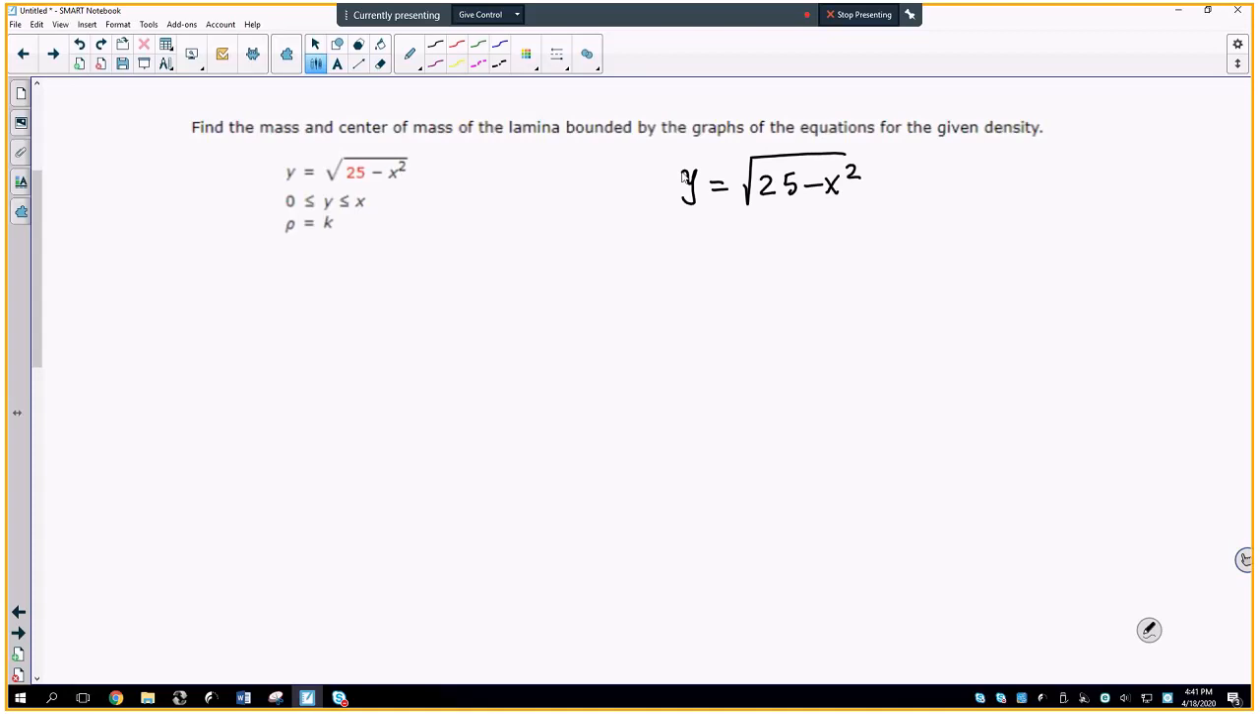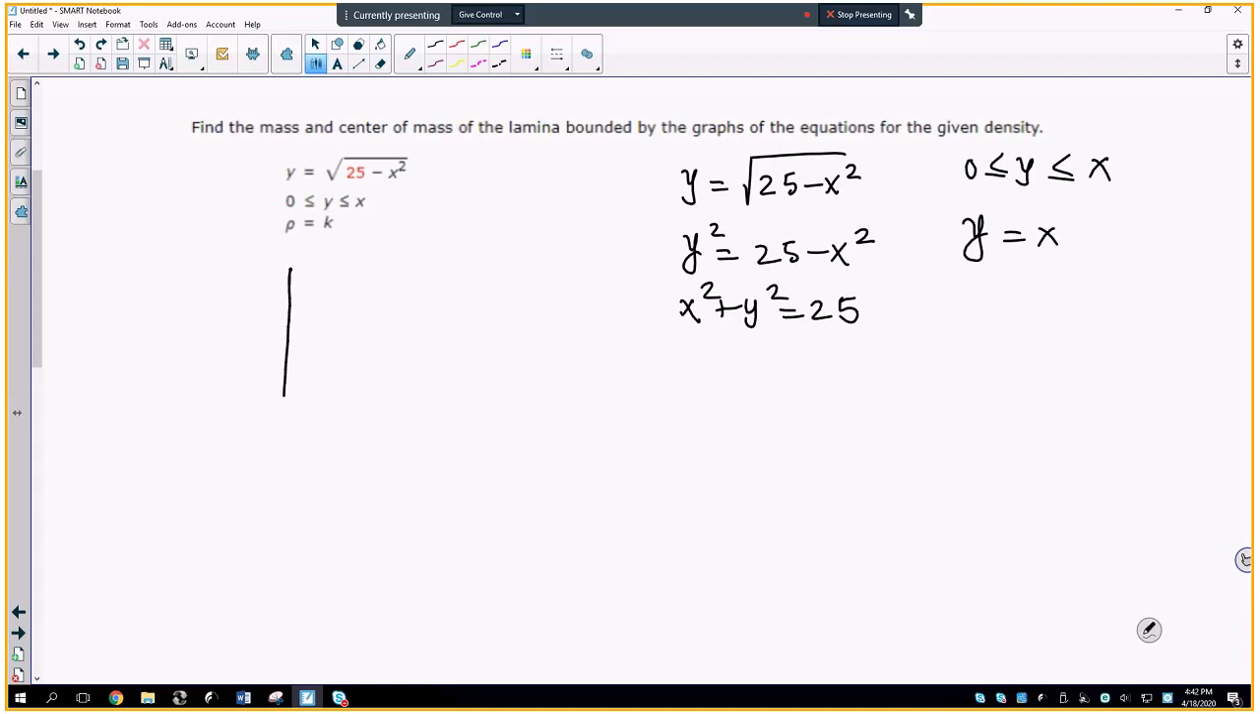So think about this: y equal to the square root of 25 minus x squared. If I square both sides, I get y squared equal to 25 minus x squared. Then I add x squared to both sides, I get x squared plus y squared equal to 25. Remember, this is a circle of radius 5 units. And the other condition is 0 less than or equal to y less than or equal to x. If y is equal to x, then that's the straight line making an angle of 45 degrees, or pi over 4, with the positive direction of the x-axis.